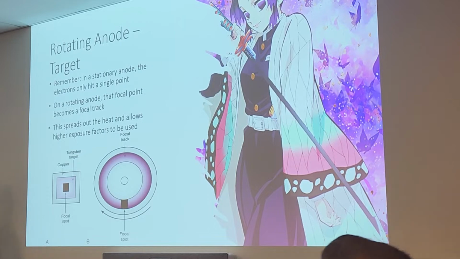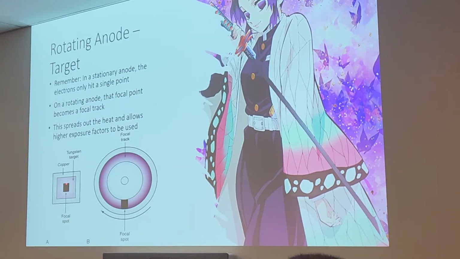Alright, so rotating anode, okay guys? So we're talking about the target. Remember in the stationary anode, the electrons only hit at a single point. Right here, it's called the focal spot. This is why we don't like it, because it's gonna overheat. The electrons keep hitting this focal spot, so it's gonna overheat, okay guys?